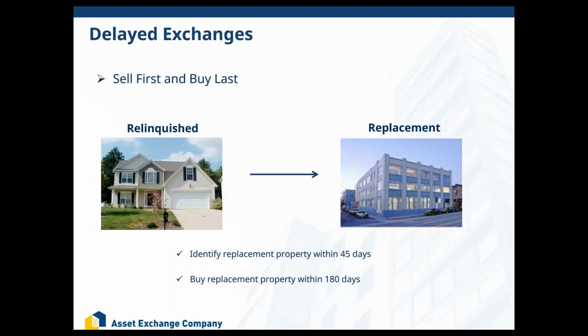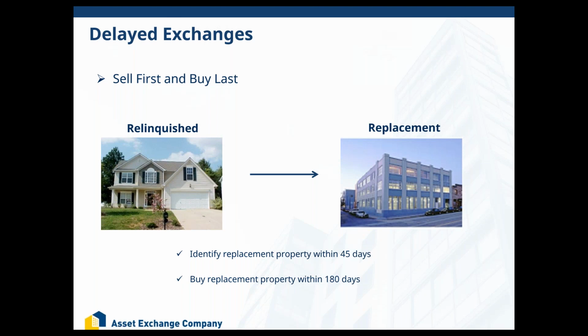All right. Now, everything we've talked about today is referred to as a delayed exchange, right? It's the most common type of exchange that we do. It's where you sell first. You sell your relinquished property first, right? Clock starts ticking, 45 days to identify, and you're purchasing your replacement property last. You're purchasing that replacement property by day 180. Okay, that's referred to as a delayed exchange. It's the most common type of exchange we do. I don't know, 90 to 95% of all the exchanges that we do fall under the delayed exchange.